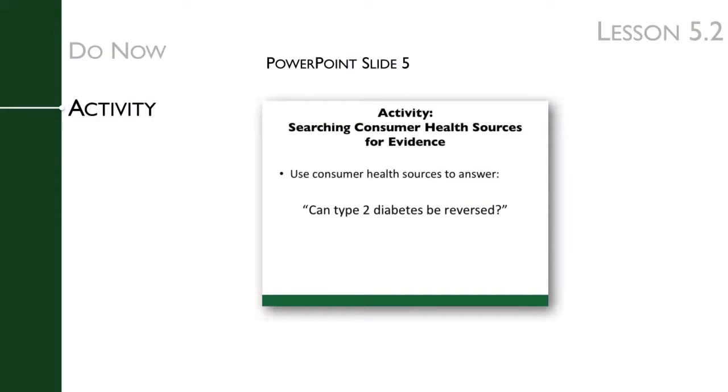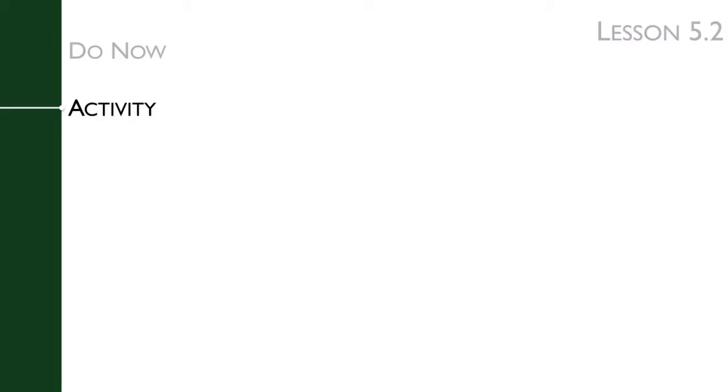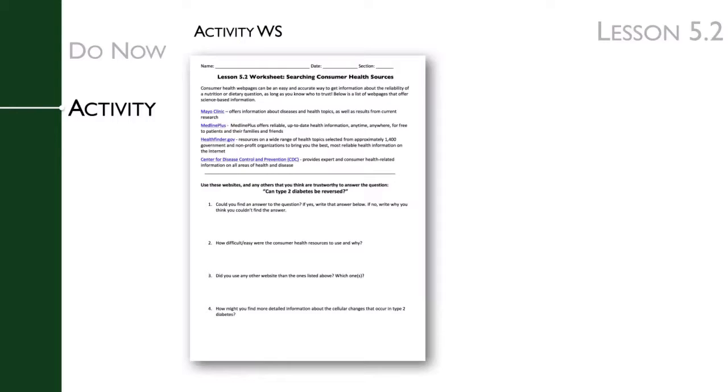The worksheet in the activity asks students to answer the question, can type 2 diabetes be reversed? By going to one of the trustworthy consumer health web pages. The Mayo Clinic, which provides information about diseases and health topics, as well as results from current research. Medline Plus, which offers reliable, up-to-date health information. Healthfinder.gov, which provides information on a wide variety of health topics pulled from over 1,000 government and nonprofit organizations. And the Center for Disease Control and Prevention, which provides expert and consumer health-related information on all areas of health and disease.